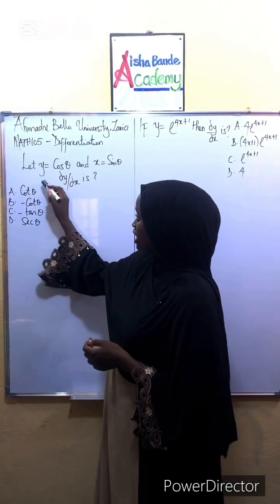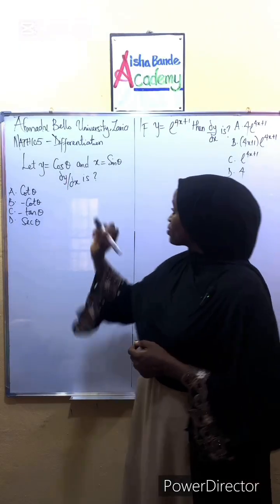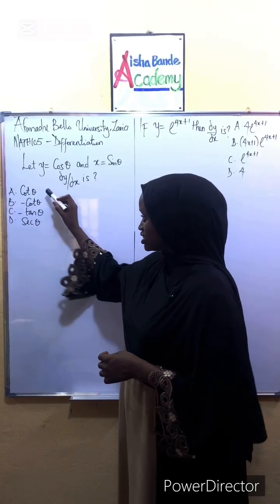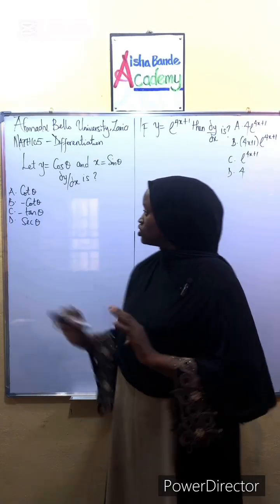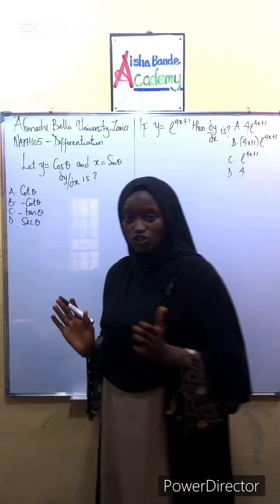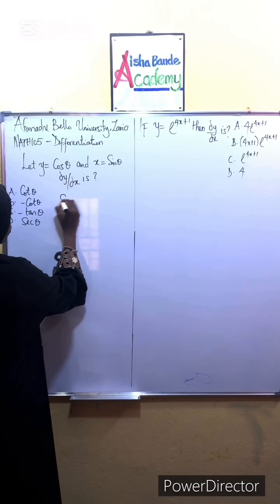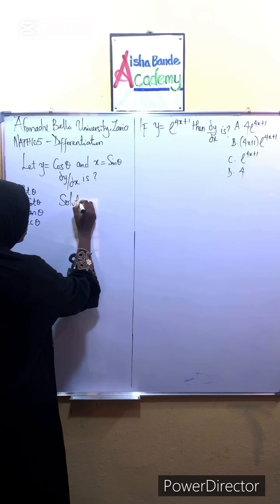So the question reads that let y is equal to cos theta and x is equal to sin theta. So we are asked to find dy/dx. This is an objective question with 4 options. We have to solve and check which of the options is the correct answer. So let's bring out the parameters that we have from the question. So let's begin the solution.